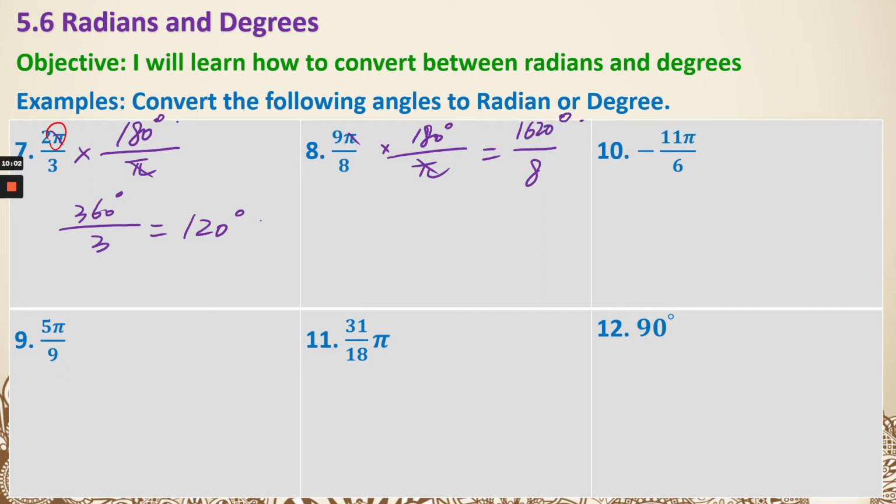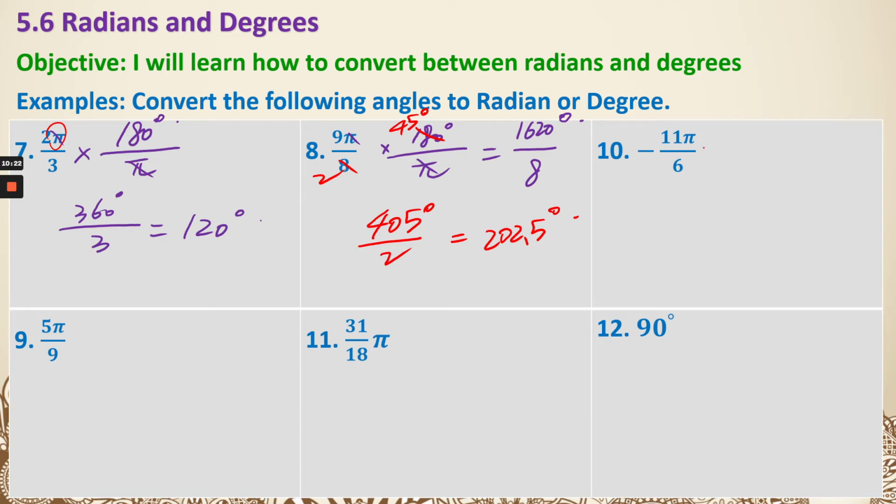Or you can choose to cross cancel. That could divide by 4, that's a 2. That's a 45 degree. Final answer is going to be 405 degrees over 2 degrees, or that could just be 202.5 degrees. That is number 8.